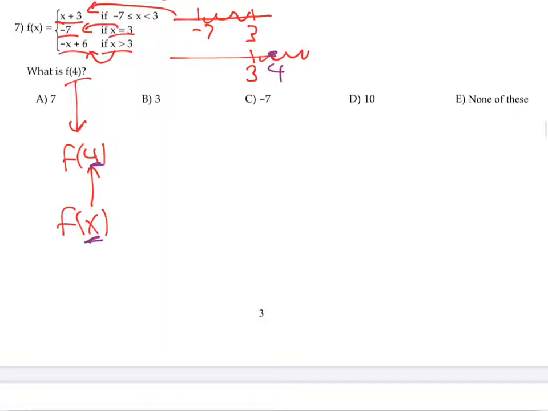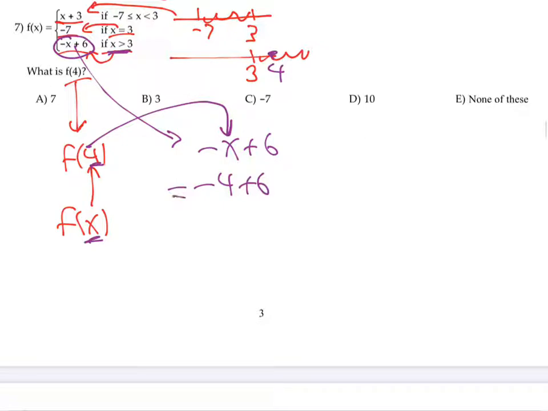Where's our value? They're telling us the x is 4. 4 is over here. It's to the right of 3, so we should plug in this function because we have an x value greater than 3. So I'm going to plug into -x plus 6. I'm going to plug in the 4. So -4 plus 6, 2. 2's not there, so it's none of these. Do you see that? It's all about which one you should plug into.